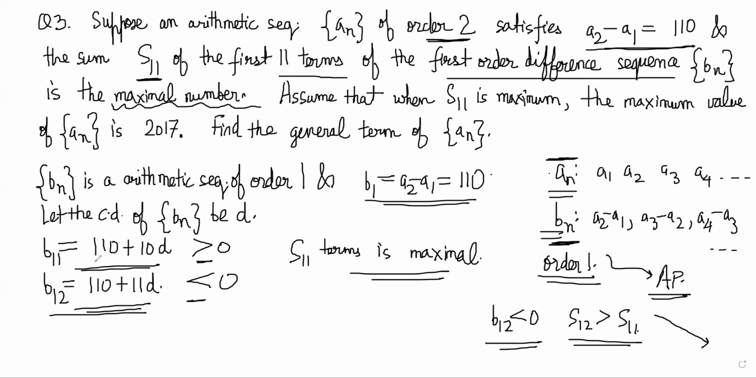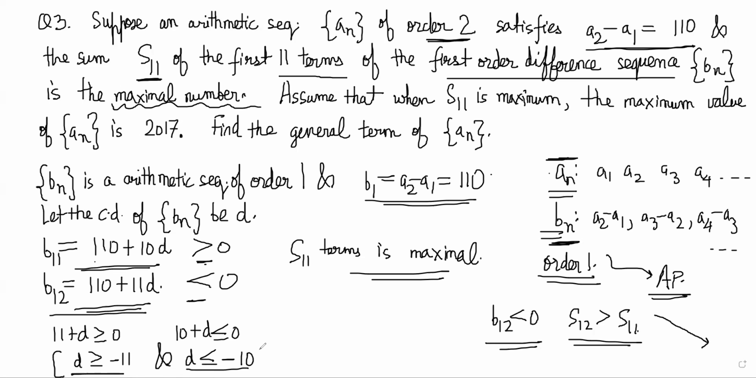Now, from these two inequalities, we can say that 110 plus 10d is greater than 0. So that means 11 plus d is greater than 0, and that means d is greater than or equal to minus 11. And from the other, we can say 10 plus d is less than 0, so d is less than or equal to minus 10, right? Both these results must be true. So d has two choices. It can be minus 11 or minus 10. And the next part of the question tells us we have minus 11 is less than d is less than or equal to minus 10. These are our options.